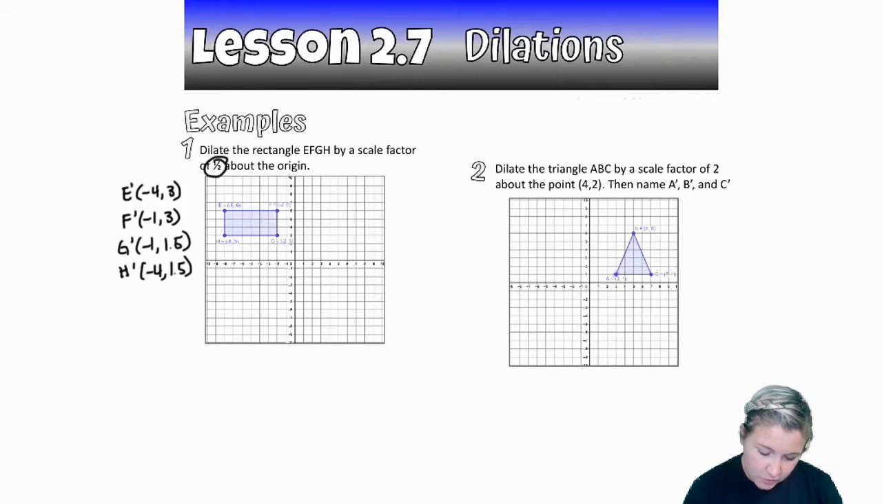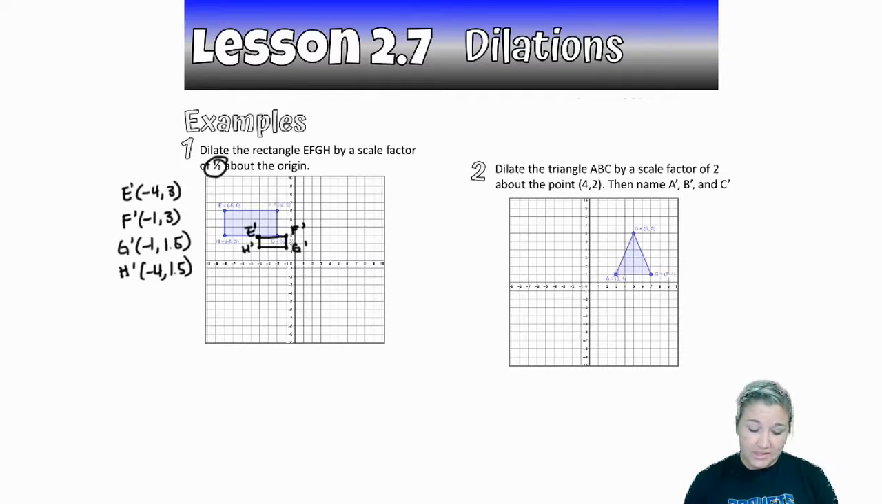So let's now go through and plot all these points. And there we go, that is our new shape. I just took the scale factor and multiplied by x and y. You can't just do one or the other.